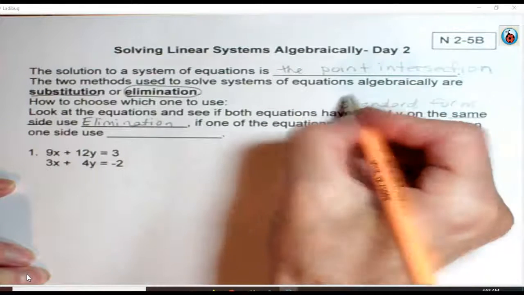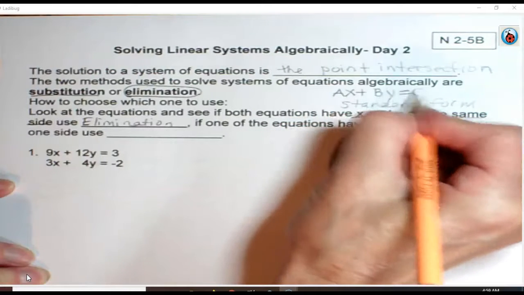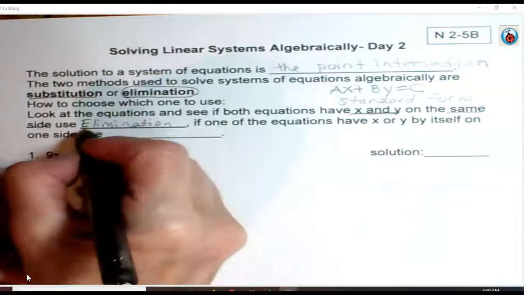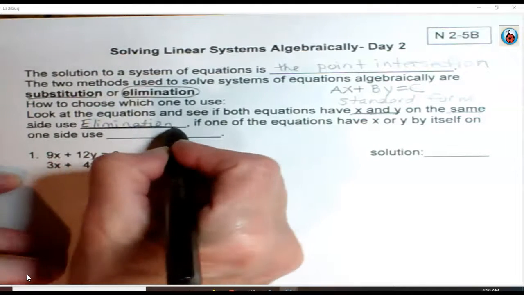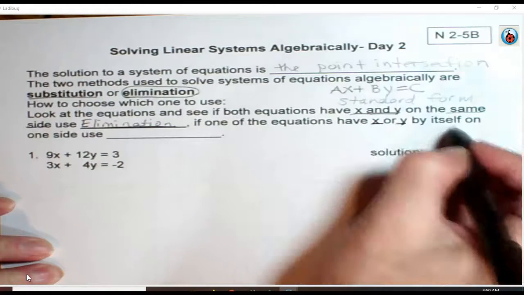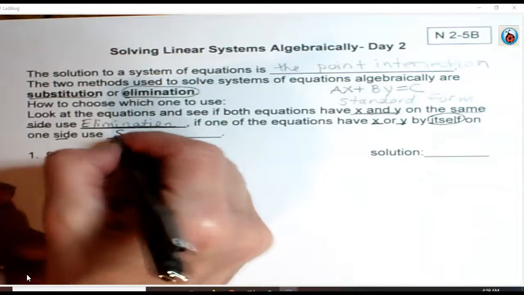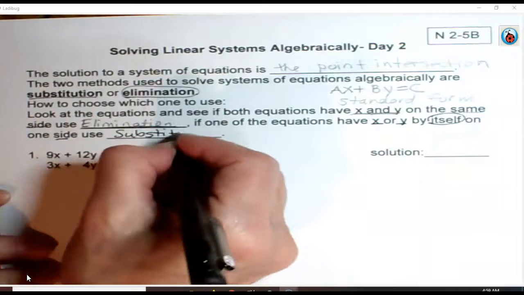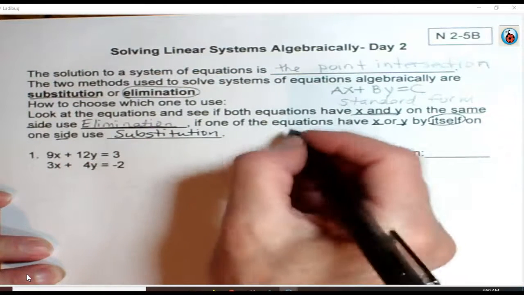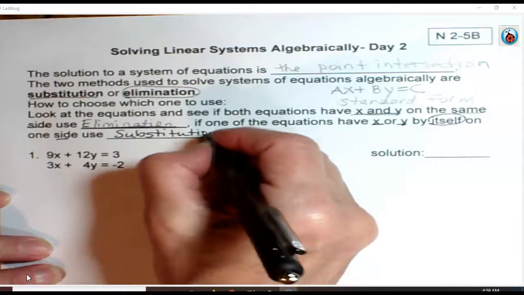So if the two equations are set up in standard form, remember standard form is ax plus by equals c. That's standard form. Okay, so if the two equations are both set up in standard form, you want to use elimination. If one of the equations has x or y by itself on one side, you want to use substitution. Now there's also graphing. If you ever have two equations that have a y equals, they're solved for y, then you would want to use graphing.